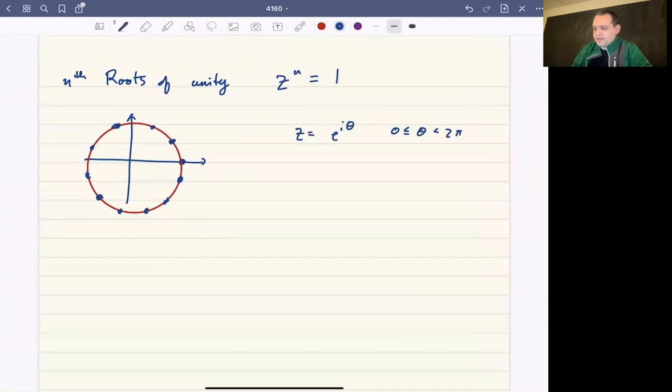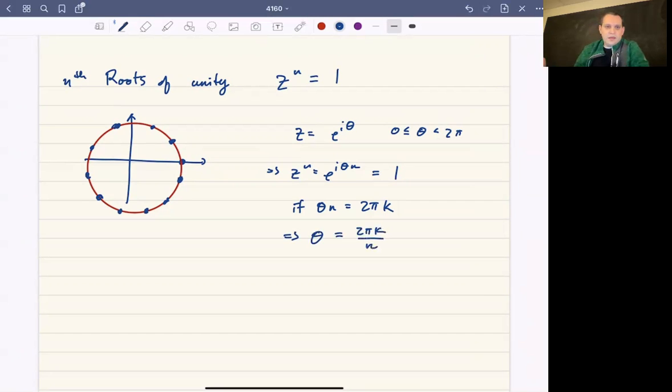And then we want to look at z to the n equals 1. Well, we know that z to the n is just e to the i theta n. And that's going to be equal to 1 if theta n is equal to some multiple of 2 pi, right? If theta n is equal to some integer multiple of 2 pi. So if it's 2 pi k for some k. And so what this means is that if theta is 2 pi k over n, then we get a root of unity.